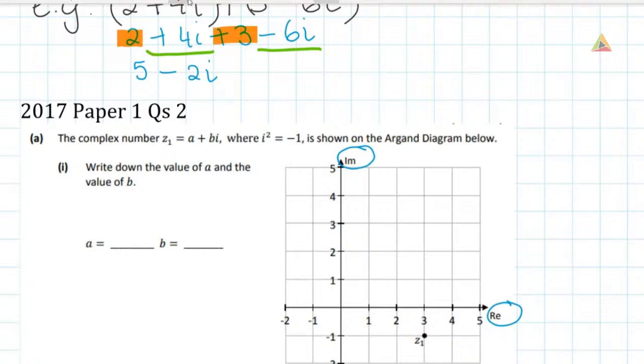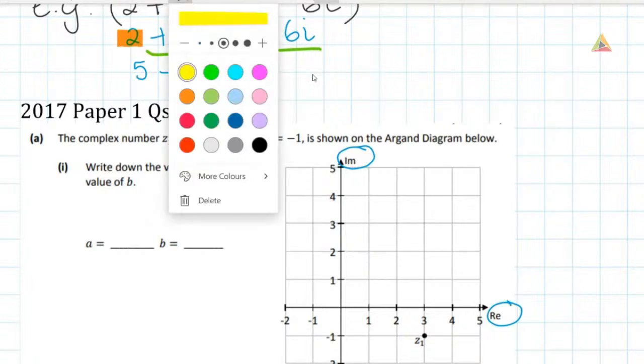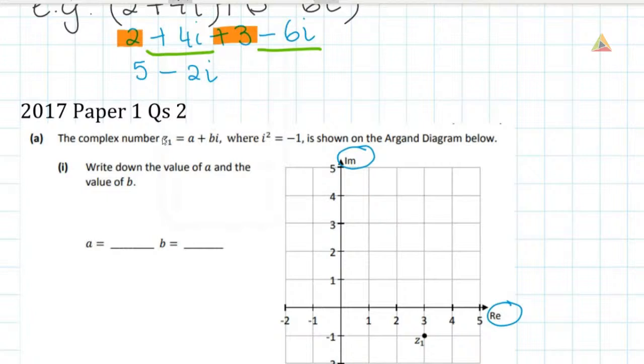So we see here that this question tells me it's written in the form a plus bi, where i squared is equal to minus 1. That's my little clue that I'm dealing with complex numbers; it's reminding me what i is all about. This is shown on the Argand diagram, and it's asking me to write down the value of a and the value of b. So a is my real part, so I'm looking at my real axis, and b is the coefficient of my imaginary part, and I'm taking that from my imaginary axis.